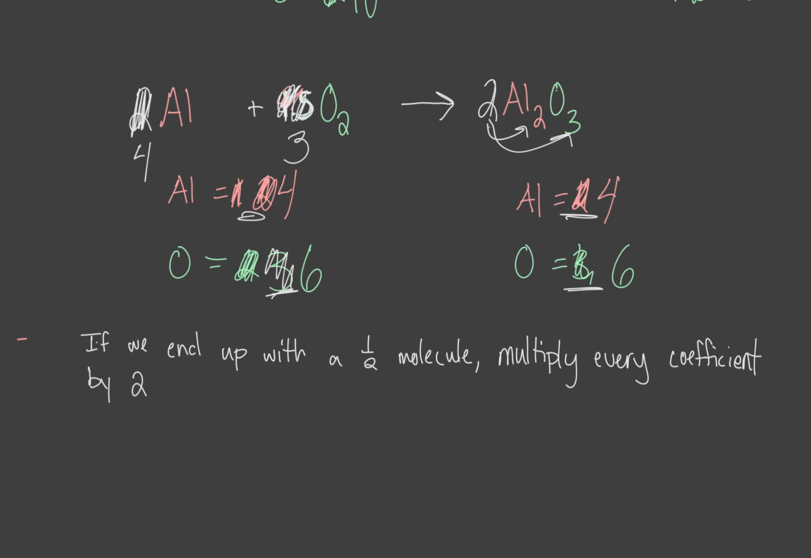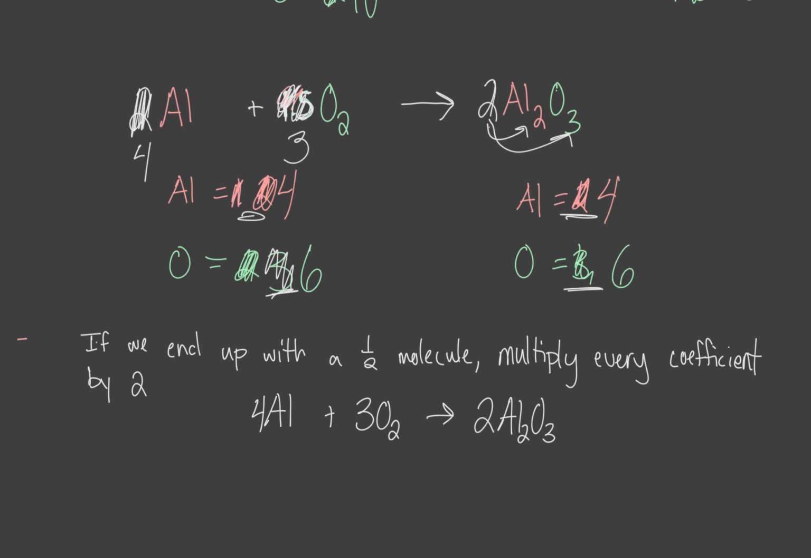So by multiplying every coefficient in that equation by 2, since we had that half molecule, we no longer have a half molecule and the equation is still balanced. I'm going to rewrite this now to clean it up a little bit. So we ended up with 4 aluminum plus 3 O2 results in 2 aluminum oxide molecules.